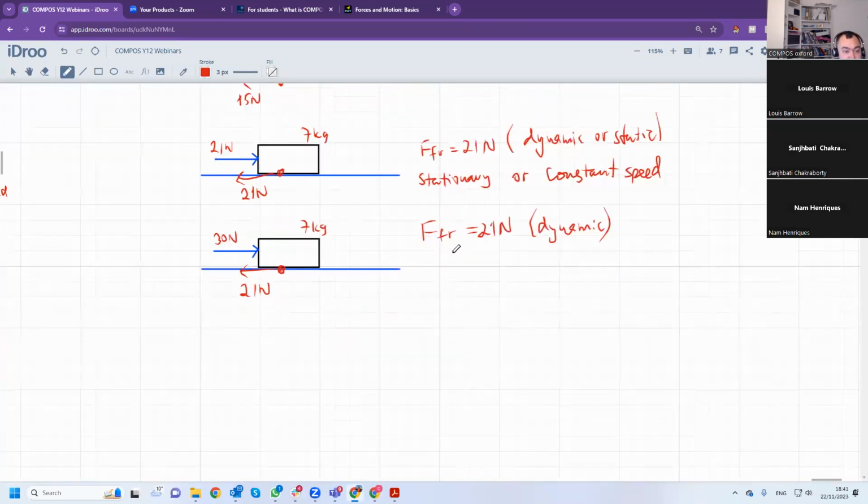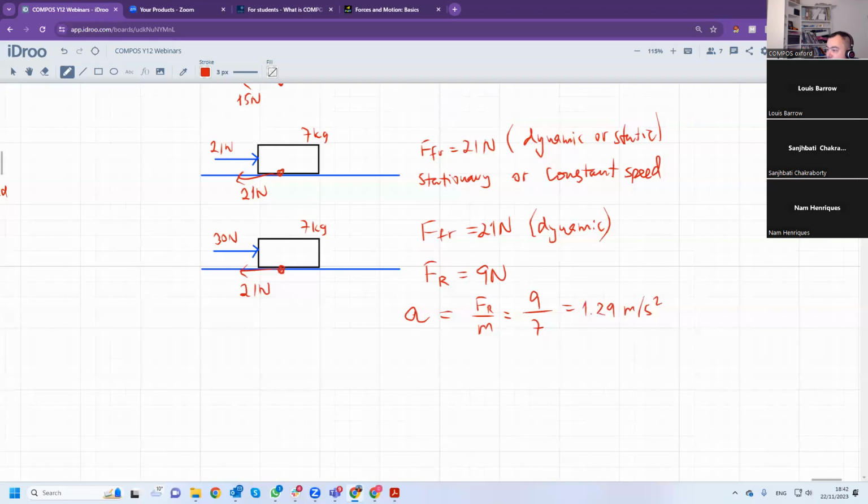Now, the friction force is 21, and the box is accelerating. There is a resultant force which is 9 newtons. So the acceleration of the box is the resultant force divided by the mass of the box, which is 9 divided by 7. I used to remember that, now I can't remember. So 9 over 7 is 1.29 meters per second squared. So the box is accelerating.